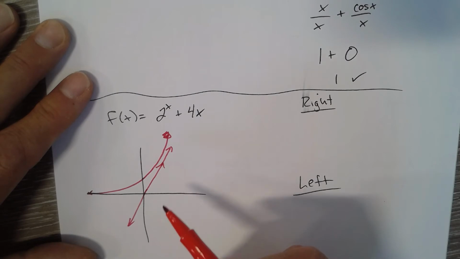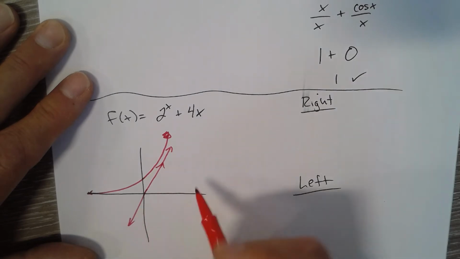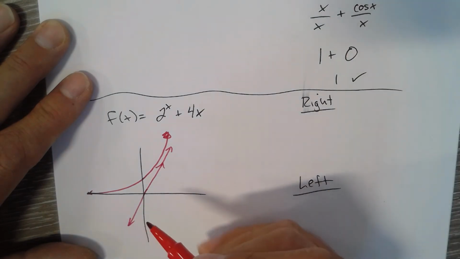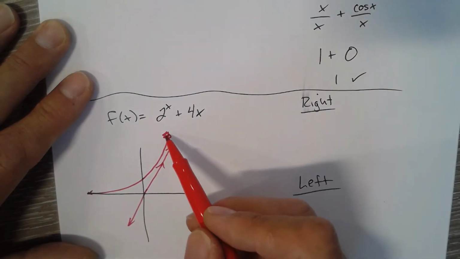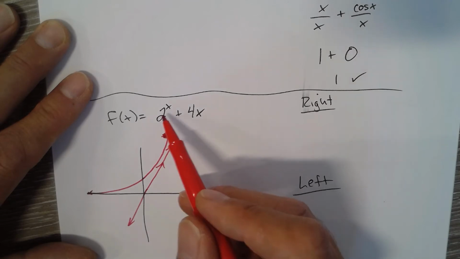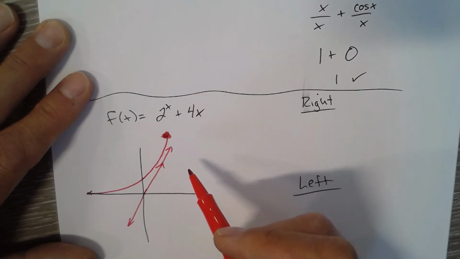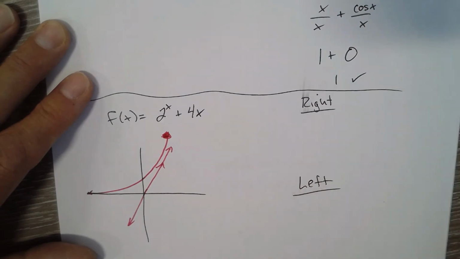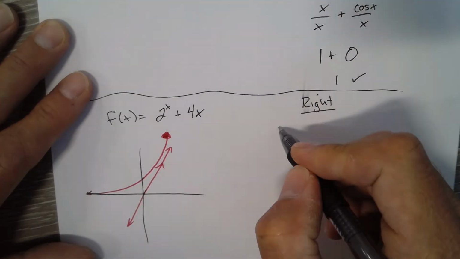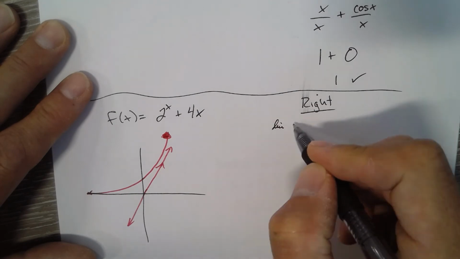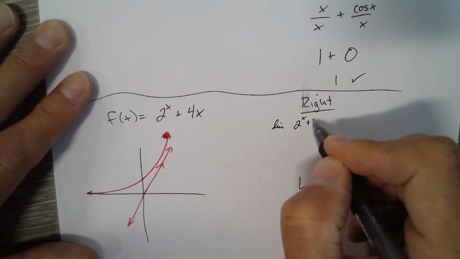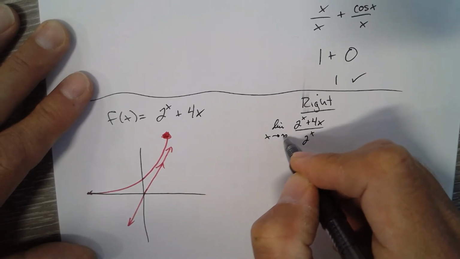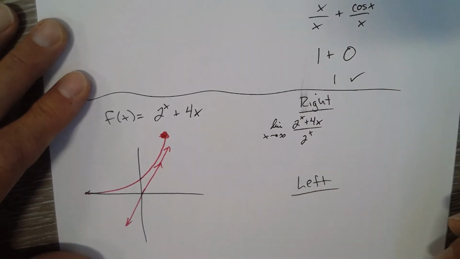So as x goes to infinity, they both go to infinity. Which one goes away from the x-axis faster? That would be exponential growth, so 2 to the x. So that's going to be our right-end behavior model, and we can justify it. The limit of 2 to the x plus 4x over 2 to the x as x goes to infinity should be 1 if we chose correctly.